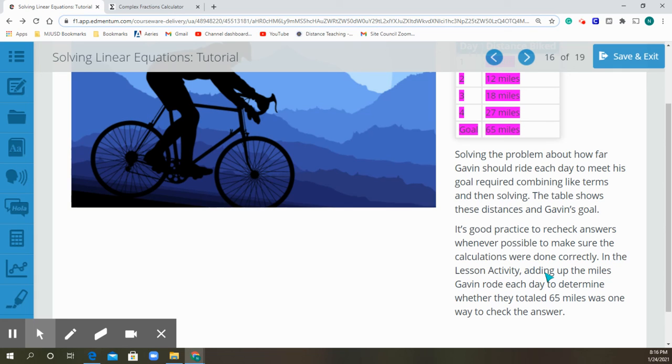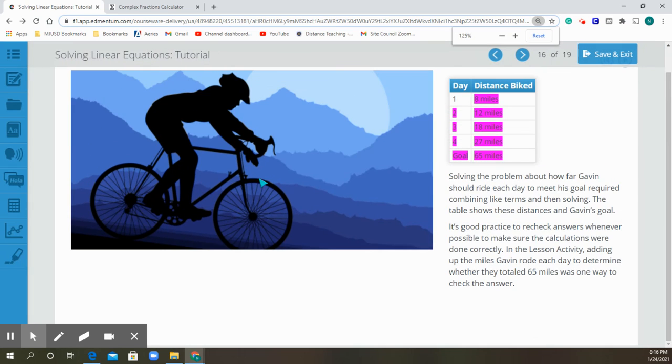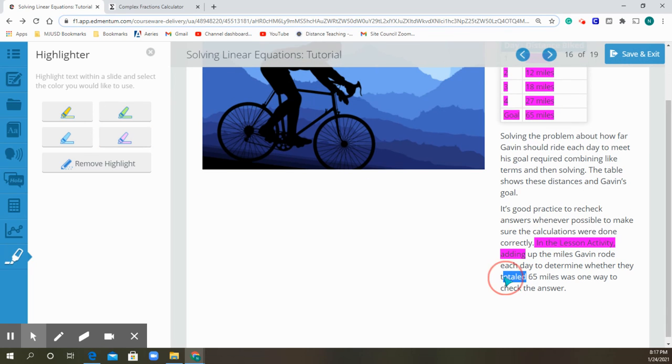Okay, one way of checking the answer and making sure that the calculations were done correctly is by adding up the miles. Oh man, this is so frustrating. I'm trying to make this all visible and clear, and it's just becoming crazy. So, it's by adding up those miles and seeing if they totaled 65. If the total was 65, awesome. We did that.